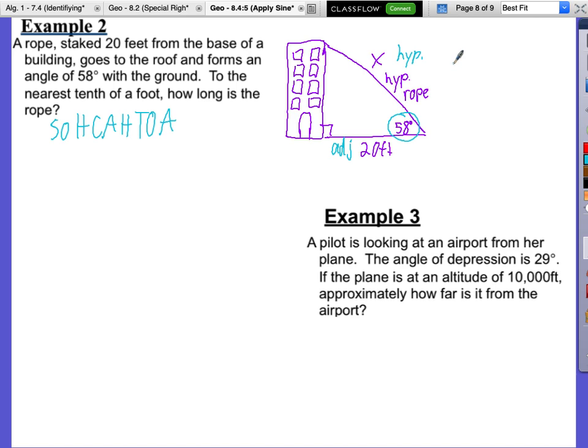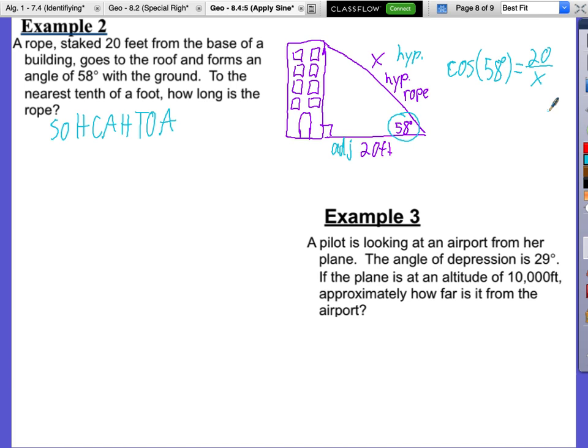So we set it up. Cosine of an angle, what's our angle? Cosine of 58 degrees is equal to opposite over hypotenuse. What's the opposite? 20. No, adjacent. Excuse me, I mixed you guys up. Adjacent over hypotenuse. 20 over x. So it's gonna be x equals.